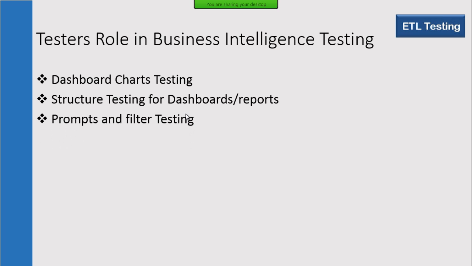All right, structure testing for dashboards, the appearance of everything, right? Prompts, filtering conditions. So what is happening to the graph when you're applying some filters, right? Navigation and drill down testing. So how is the report getting navigated?